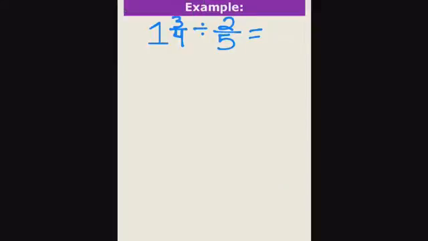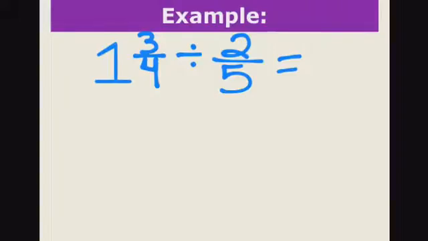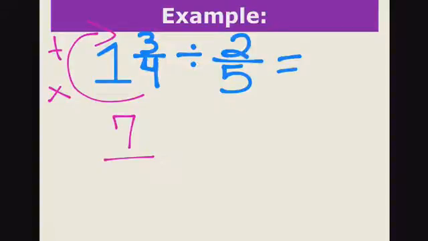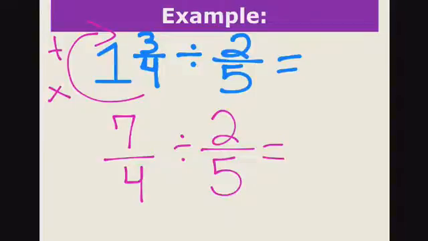Alright, so let's try some actual dividing with mixed numbers problems. So here in this example, we have 1 3/4 divided by 2/5. Again, remember to change all mixed numbers to improper fractions first. So I'm going to go ahead and draw our MAD face. 4 times 1 is 4. 4 plus 3 is 7. Denominator stays the same as 4. Okay, and remember that's step 1.